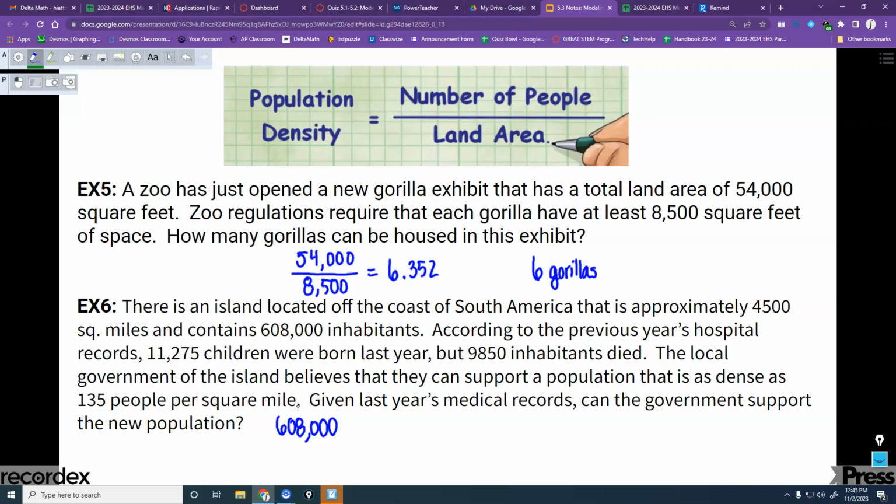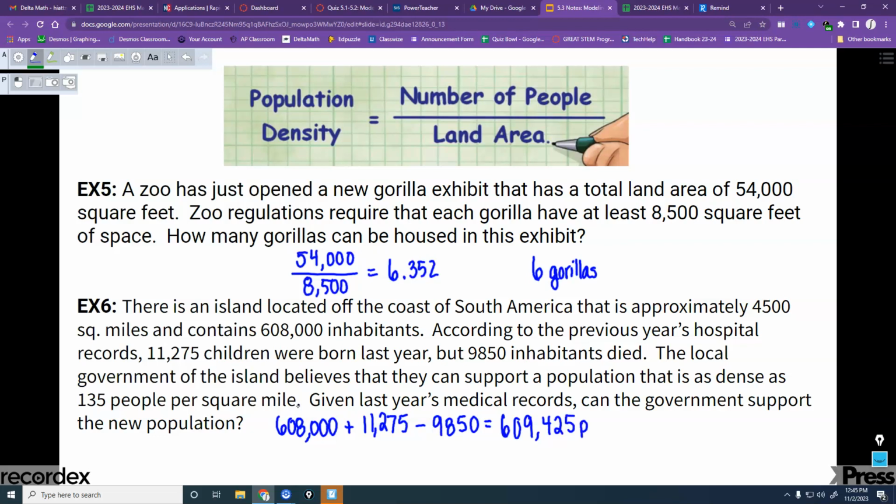Okay, so whenever we have children born, what does that do to our population? Adds, right? So we need to add 11,275. When we have inhabitants that die, what does that do to the population? Subtract. So 9,850. So if we do that, you're going to get like 609 something. Okay. 609,425 people. So that is your current population for this particular island.